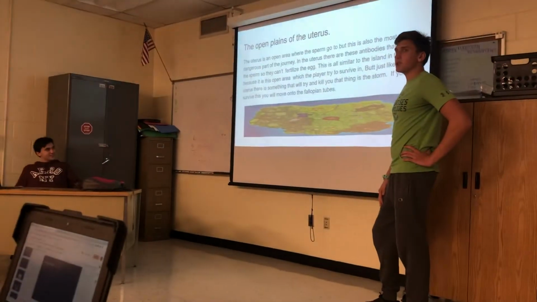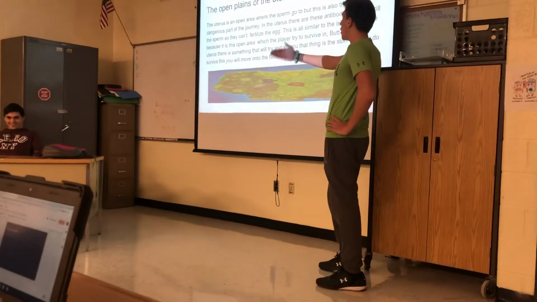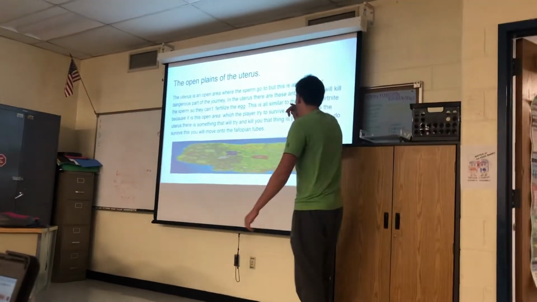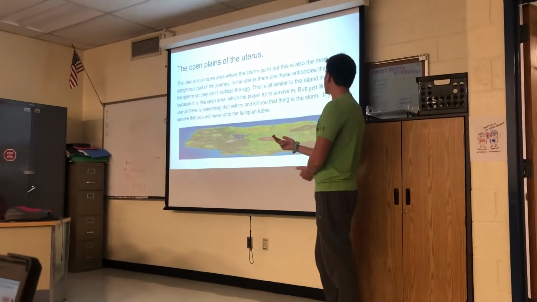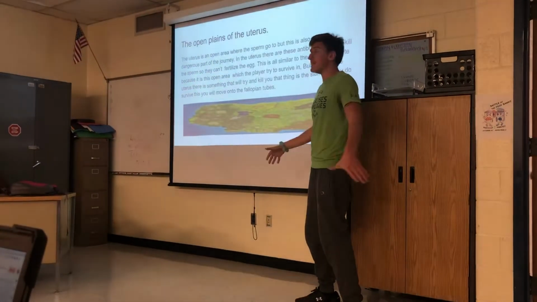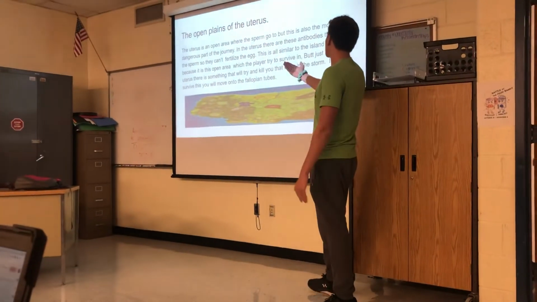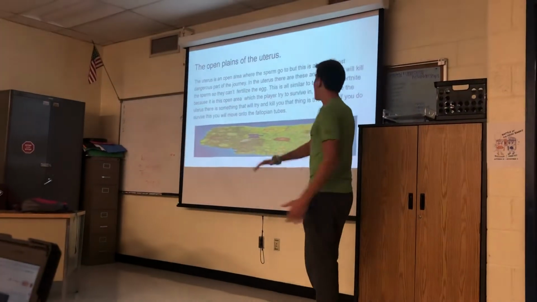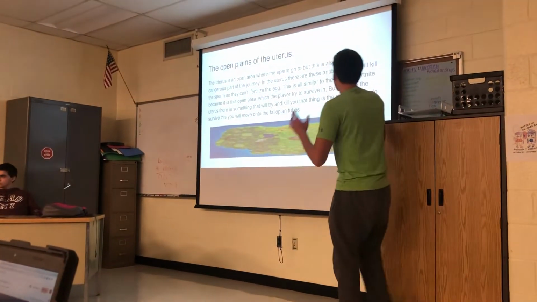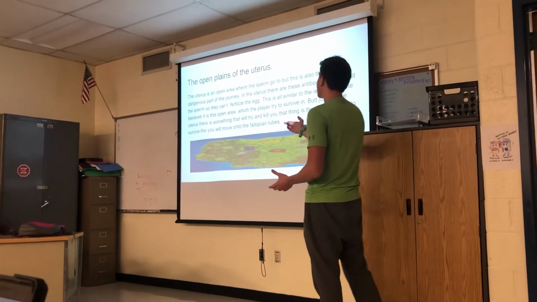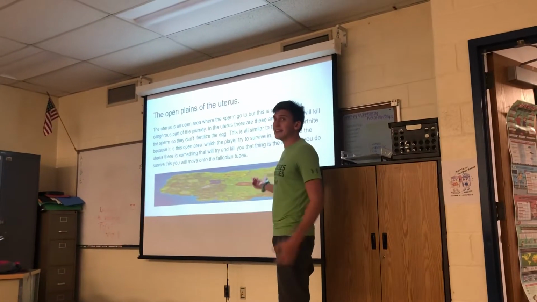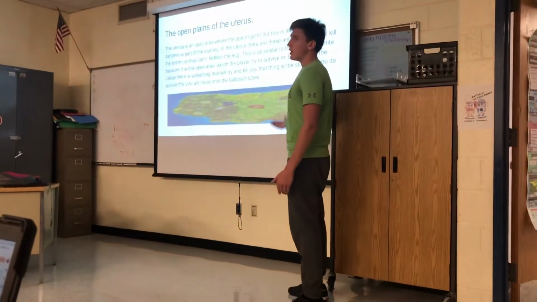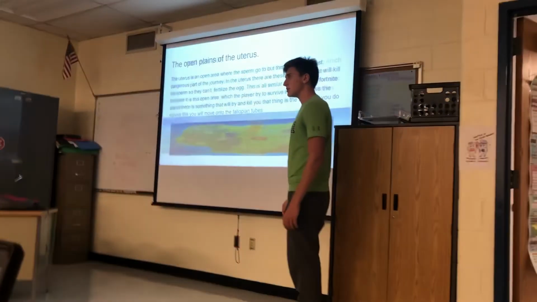The open plains of the uterus. The uterus is an open area where the sperm go to, but this is also the most dangerous part of the journey. In the uterus, there are these antibodies that will kill the sperm so that they can't fertilize the egg. Pretty brutal. This is similar to the island in Fortnite because the island is the open area where the sperm, the players, have to navigate. Okay? But just like the uterus, there is something that will try and kill you, and that thing is the storm. Okay? If you do survive this, you will move on to the fallopian tubes.